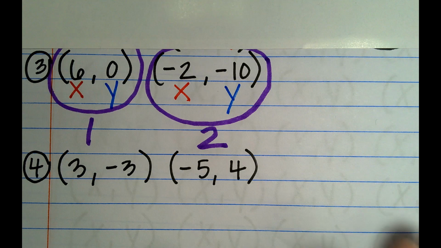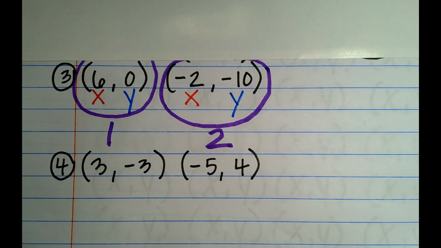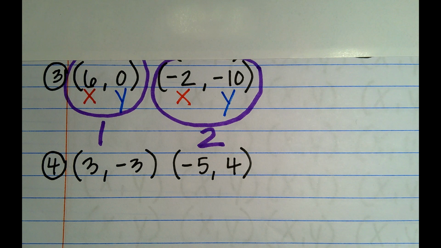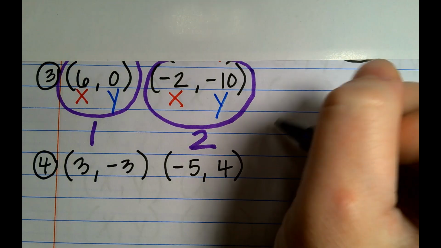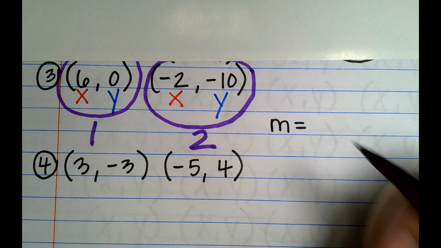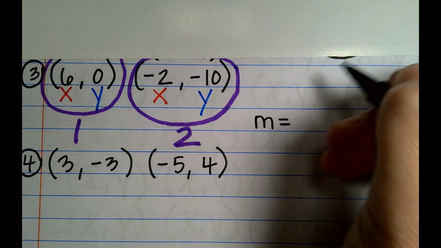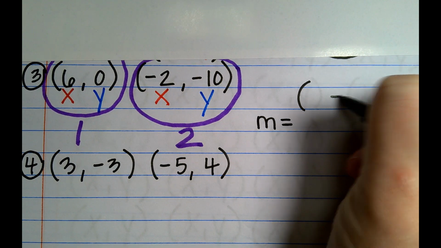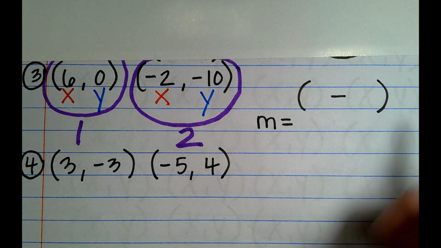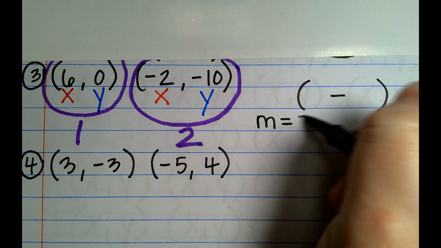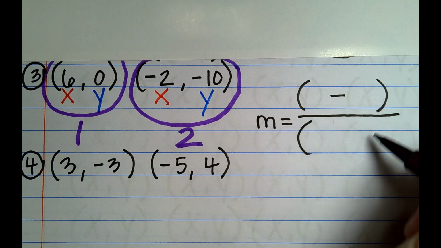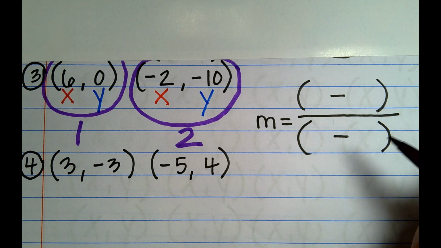So, now let's draw our empty parentheses. Let's do that. M equals parenthesis with minus over another parenthesis with minus.